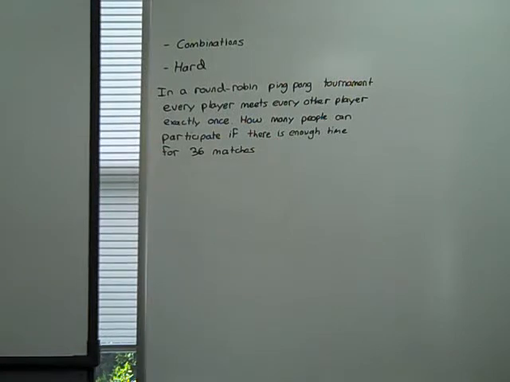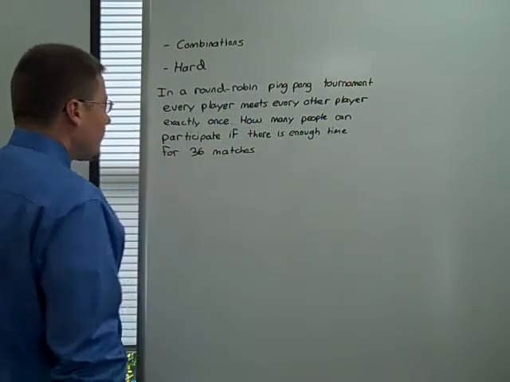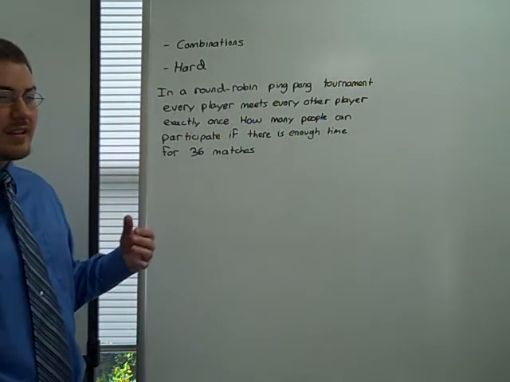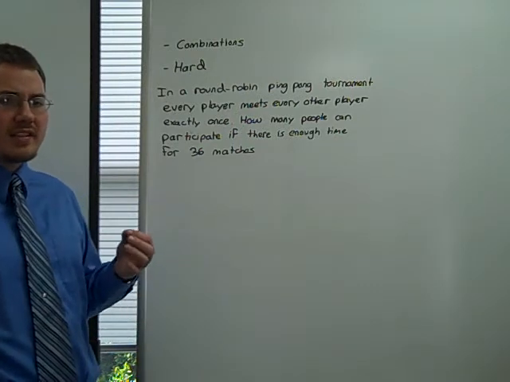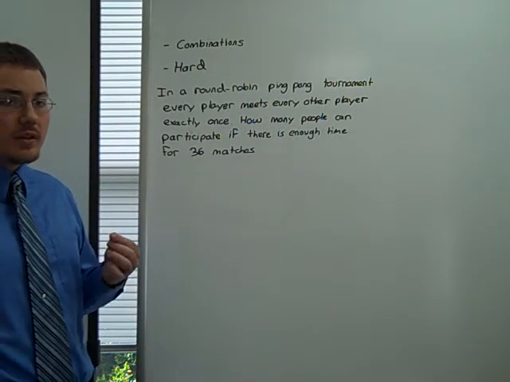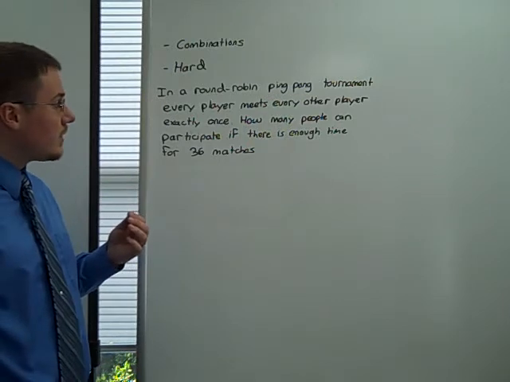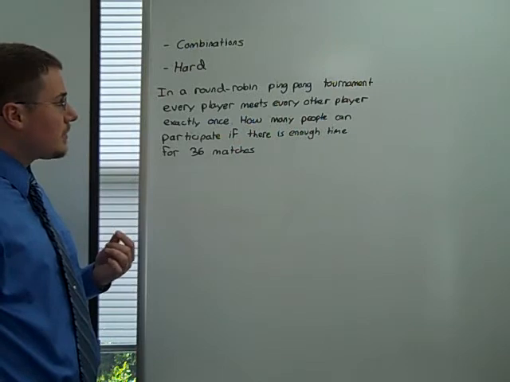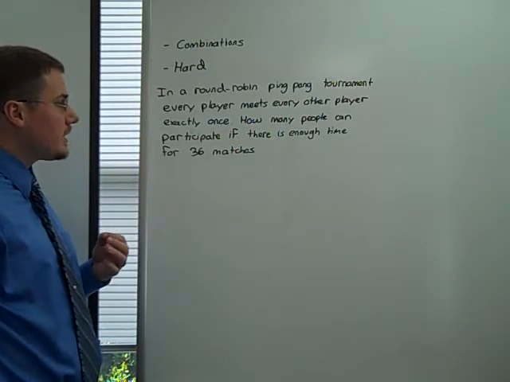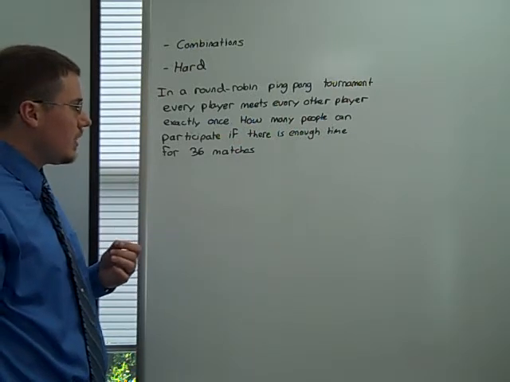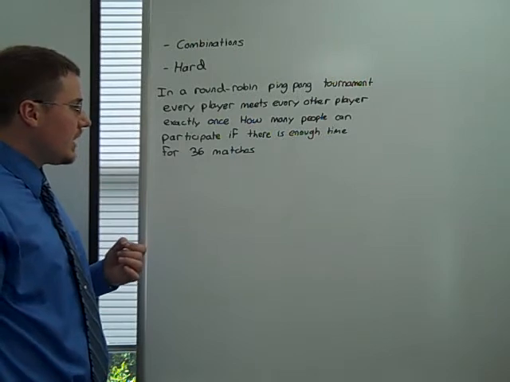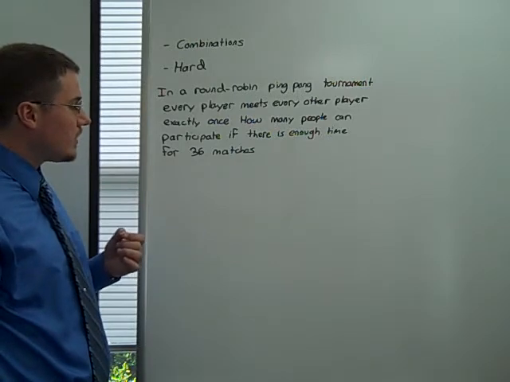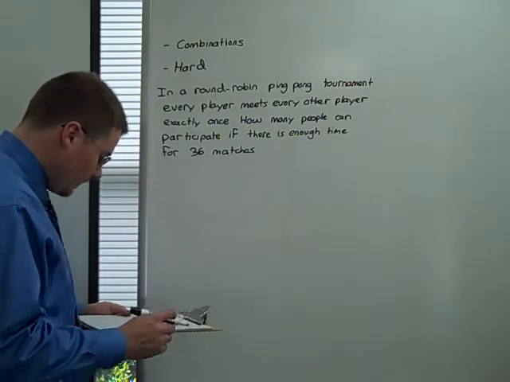For our final problem on combinations, hard difficulty, I'm calling this hard difficulty simply because we have to solve an equation using combinations, and it's kind of tricky. So, in a round-robin ping-pong tournament, every player meets every other player exactly once. How many people can participate if there's enough time for only 36 matches?